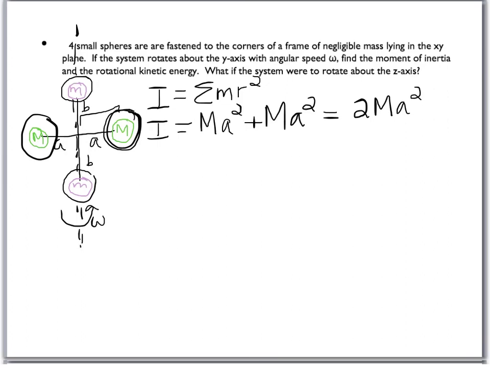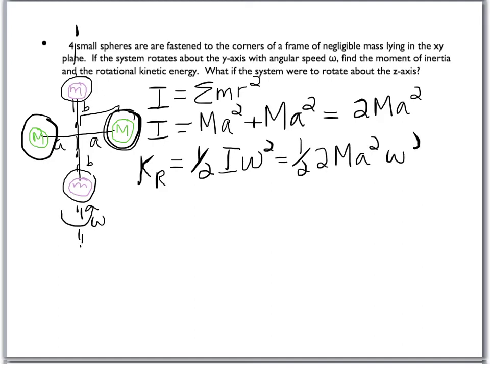If we wanted to find the rotational kinetic energy then of this system rotating about the y-axis, we would take 1/2 I omega squared, where we now know that I is equal to 2 capital M a squared. Our 2 and our 1/2 would cancel out, so that our final answer for the rotational kinetic energy would simply be capital M a squared omega squared.